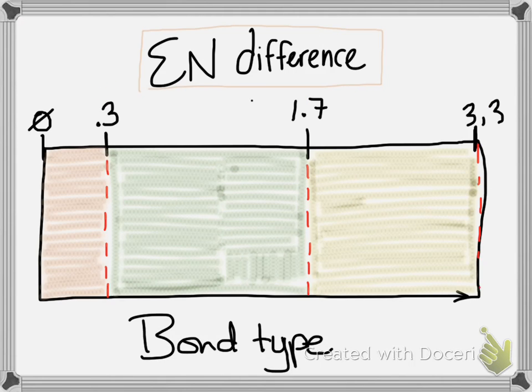If we're between 0 and 0.3, so there is almost no difference in electronegativity, what kind of bond would that be? Non-polar covalent. And if it's non-polar covalent, how are the electrons being shared? Evenly or unevenly? Evenly. This is 2 atoms that have nearly identical or identical electronegativities. They each want the electrons the same amount. They're going to share very evenly. Between 0.3 and 1.7, what do we get?